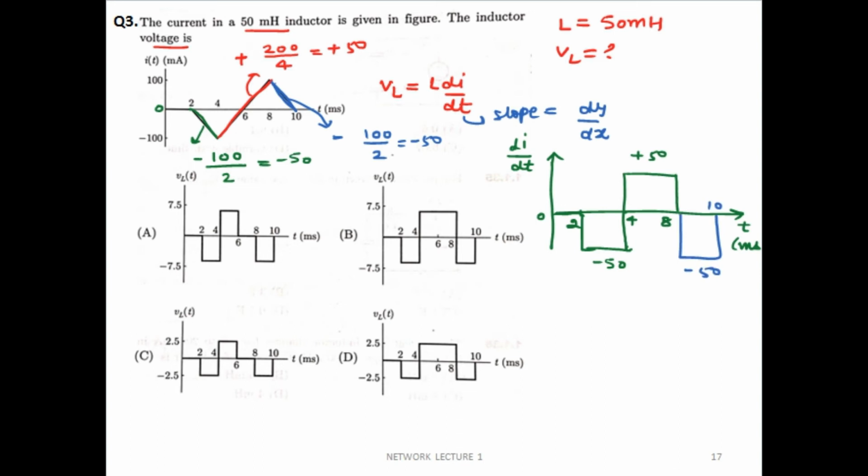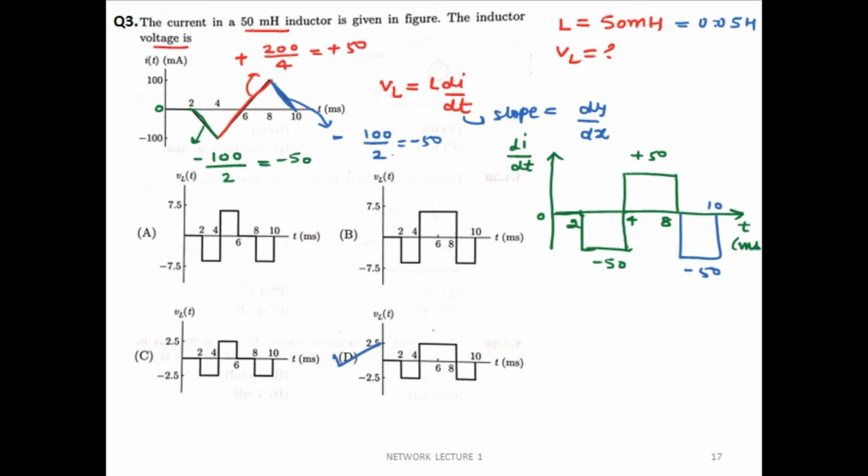Now the voltage across the inductor is given by L into di by dt. So now we have to multiply this amplitude with the L value. L is 50 millihenry, which is equal to 0.05 henry. Now we will multiply the amplitude, so 50 multiplied by 0.05 will be 2.5. Okay, so option D is the right answer.